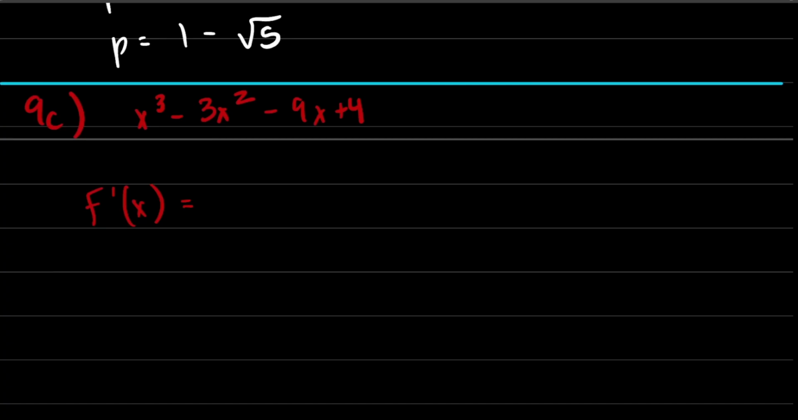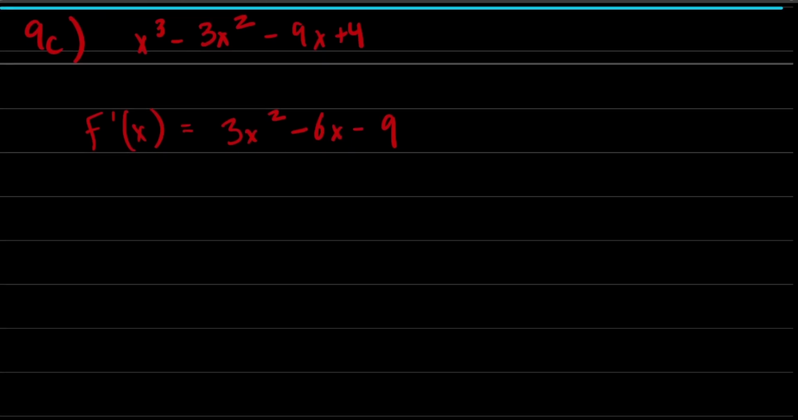So here we go. Page 300 in the textbook is where you're going to find this, and we are starting with question 9C. Find the intervals of concavity and the inflection points. So 9C is given to us as x cubed minus 3x squared minus 9x plus 4. So we're going to take the first derivative, which is going to be 3x squared minus 6x minus 9.